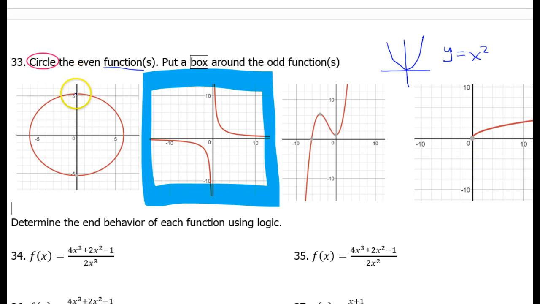So I want to say that it's even in a way. It definitely has y-axis symmetry. That's what I can say. This ellipse has y-axis symmetry. But it is not an even function because it's not a function at all. It fails the vertical line test. So not a function. So I don't get to circle anything because there are no even functions shown here. And my only odd function is this one that I put the big box around.